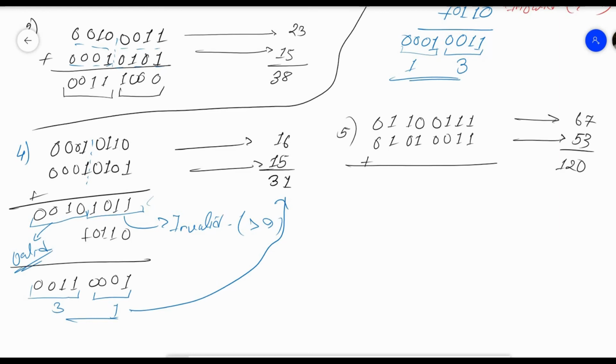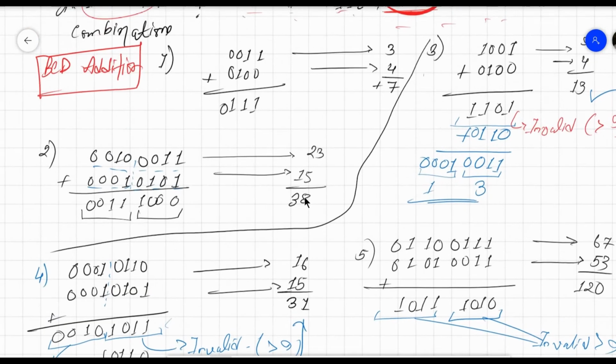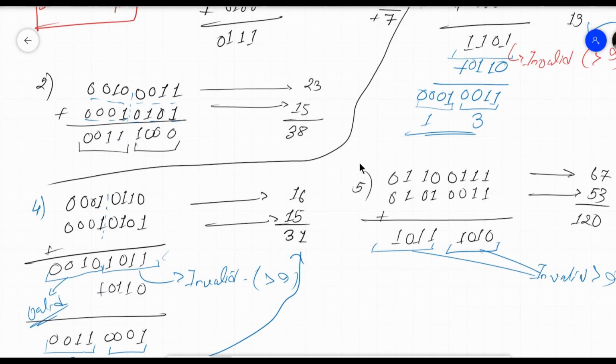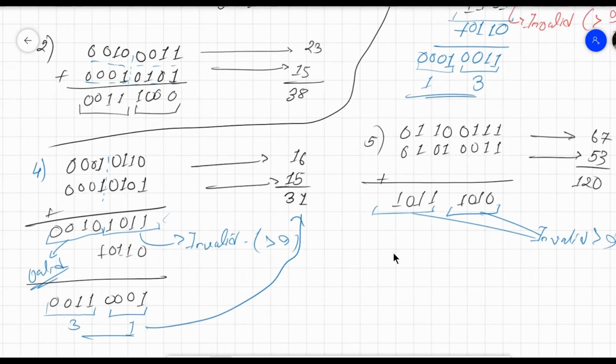Now if we add them up together, we have for this one 0101, and for this one we have 1101. Now we can see here that both this one and this one are invalid, as both are greater than 9. If we move above, we can see that 1011 and 1010 both exist here, so both are invalid. So we'll have to add 6 with both of them.